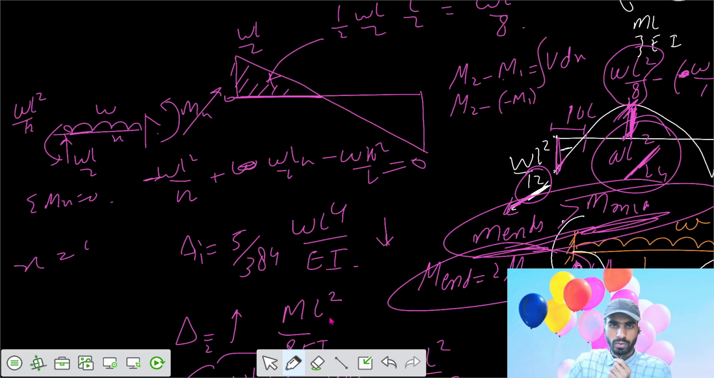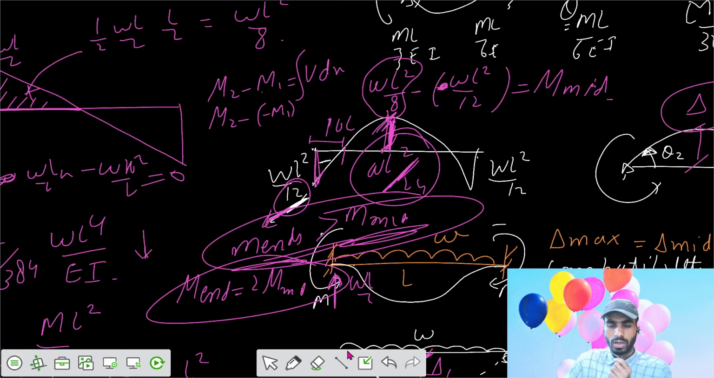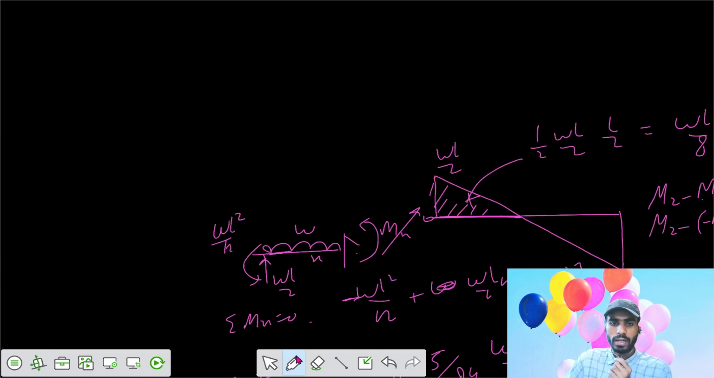We get two values because the structure is symmetric, so the deflection profile is symmetric and the bending moment diagram is symmetric. So there are two points of counterflexure, where the values are at x equals 0.211 L and 0.788 L.